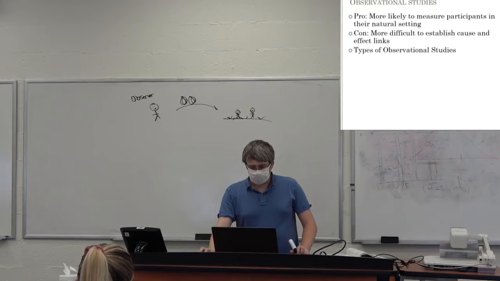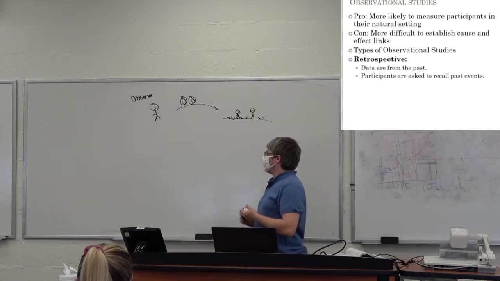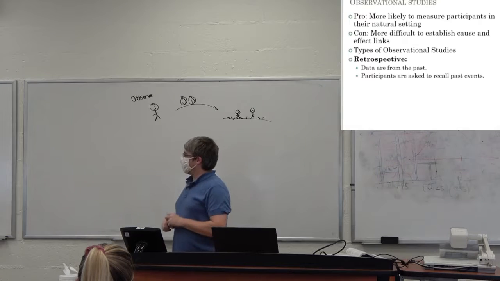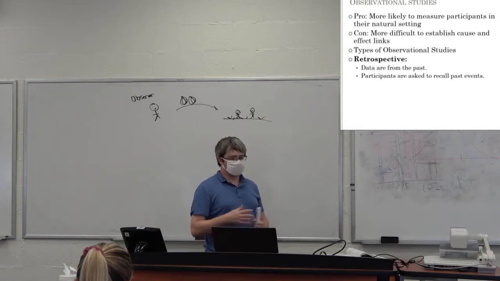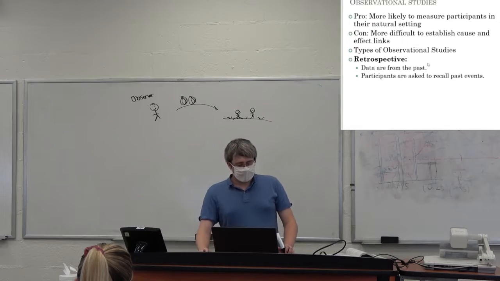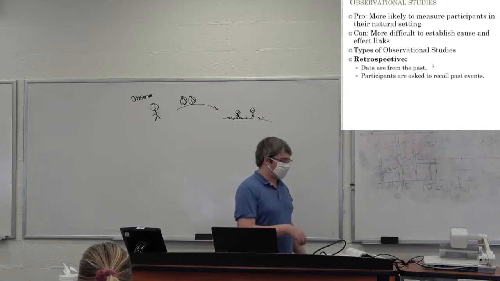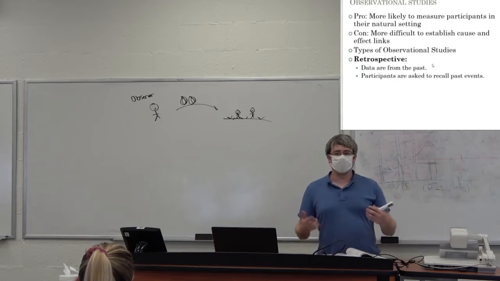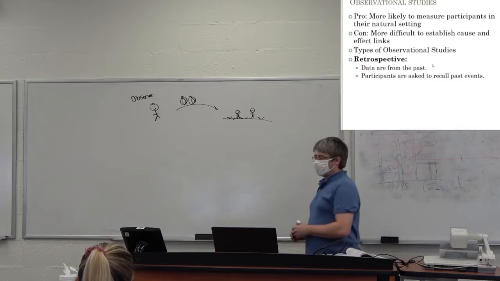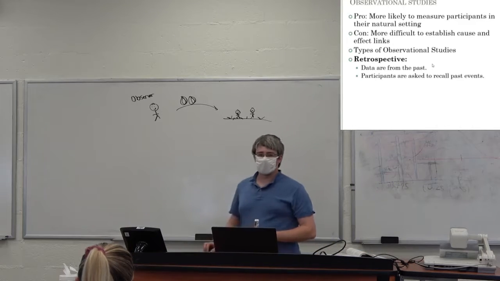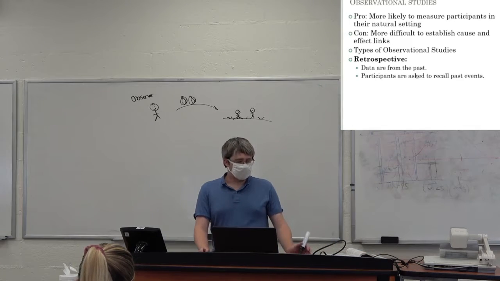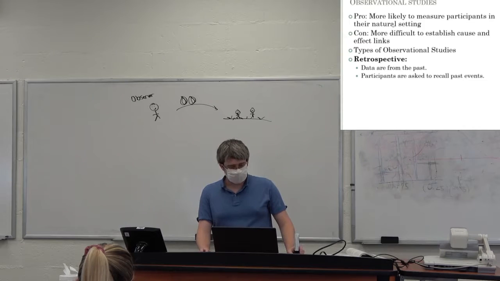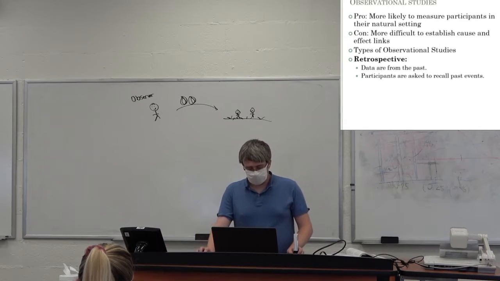And so I'm going to talk about some types of observational studies, and the names of these are pretty explanatory into what they do. So one type of observational study is that the data is from the past. So if I just get a focus group of 20 people and I ask them to remember the happiest moments in their lives, that would be an example of a retrospective observational study.